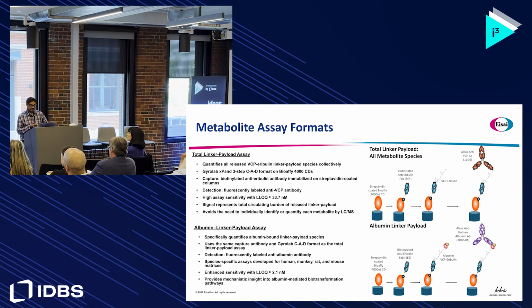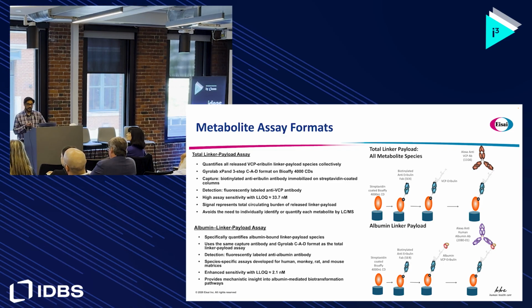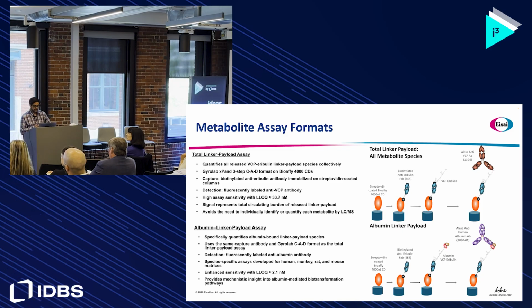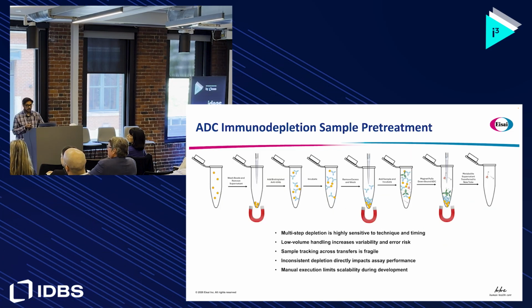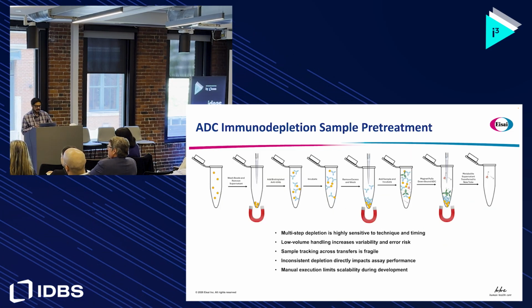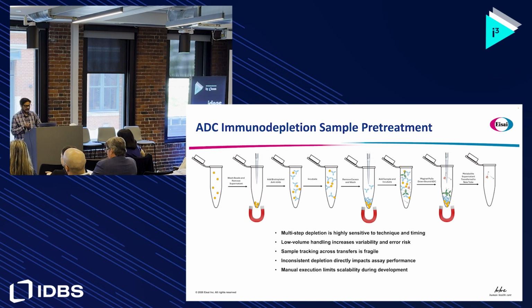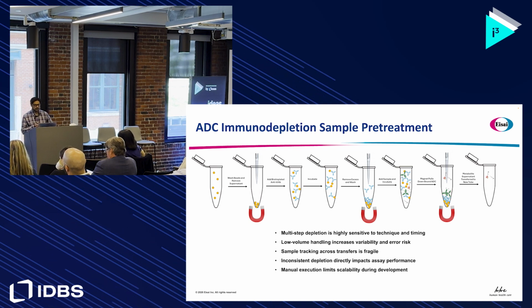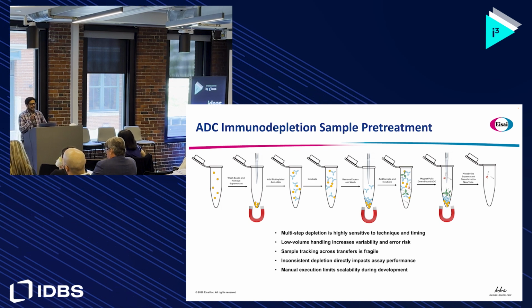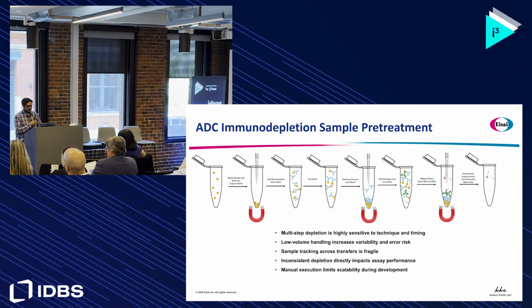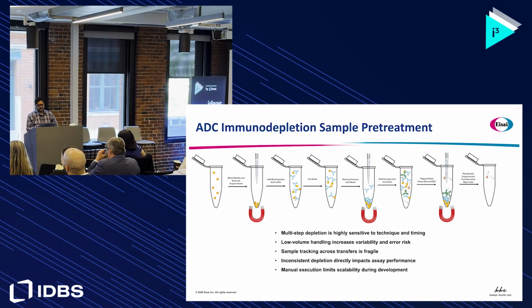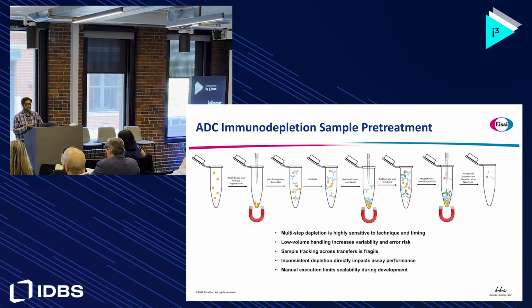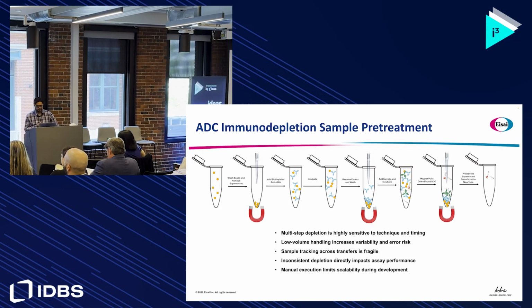The only caveat is that we've got to get rid of all the circulating ADC first. And this is where the immunodepletion comes in. And now you're starting to see why people don't monitor this all that much. Obviously, LCMS is one thing, but even in the ligand binding assay, there's a lot of pre-processing that has to be done to these samples before you go.